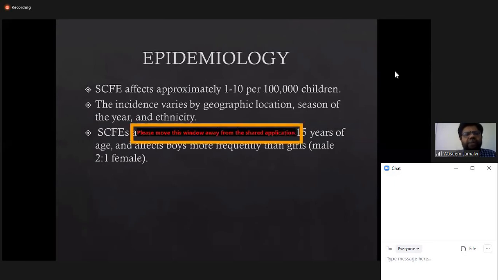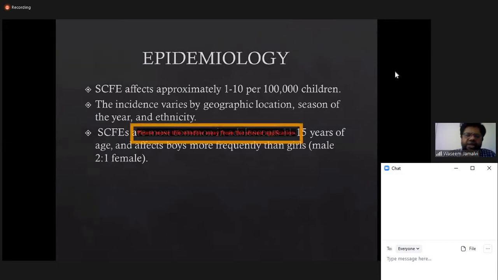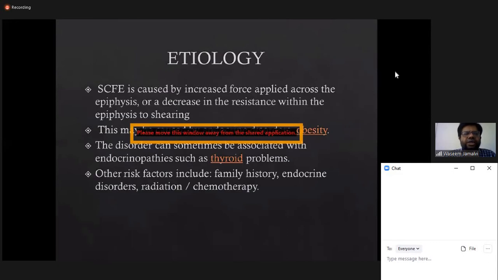Approximately the incidence is 1 to 10 per 100,000, and Legg-Calvé-Perthes disease is 5.5 per 100,000, so almost the same. The incidence varies with geographic location, season and year, and ethnicity. It occurs most commonly in adolescents of 11 to 15 years of age, and it is more common in males as compared to females, at a 2:1 ratio.